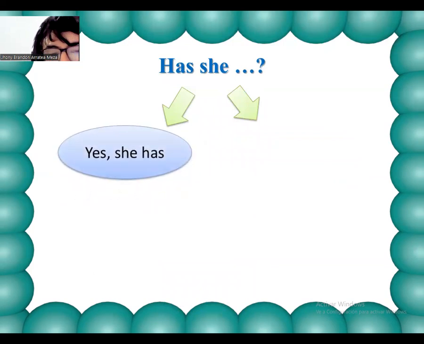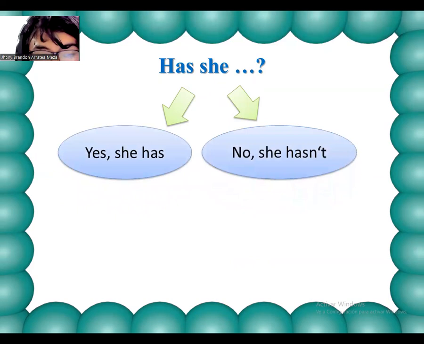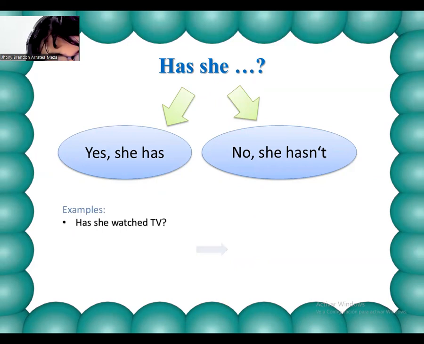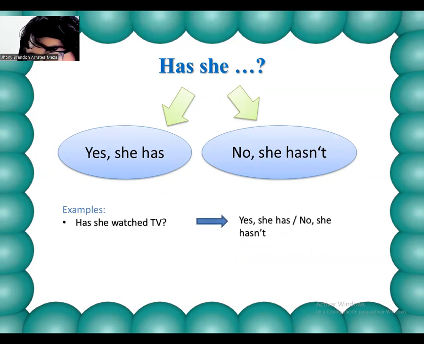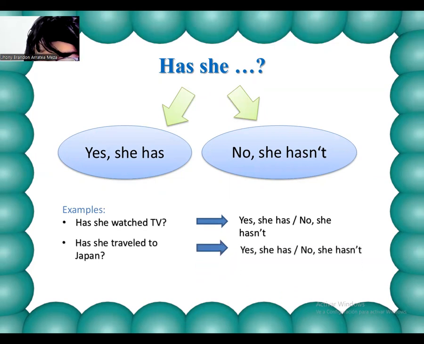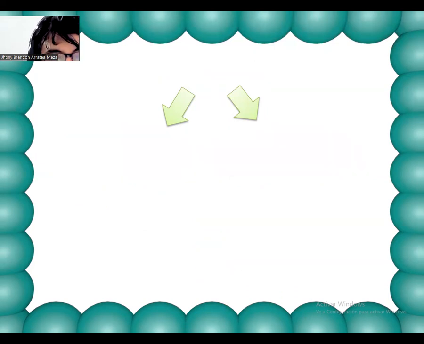Let's see the possible answers. Yes, she has in positive, and in negative, no, she hasn't. Well, some examples. Has she watched TV? Yes, she has. No, she hasn't. Has she traveled to Japan? Yes, she has. No, she hasn't.